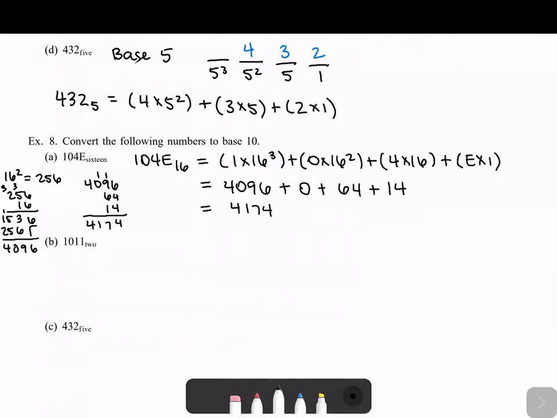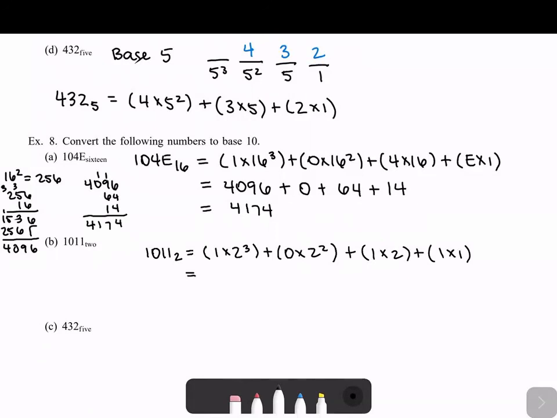Okay, now I'm going to do the next one. So again, we just rewrite our expanded form that we had above. So this is 1011 base 2, which was 1 times 2 cubed plus 0 times 2 squared plus 1 times 2 plus 1 times 1. So we just keep writing this out. So we expanded out this one, right?